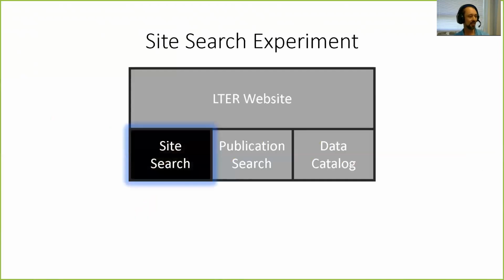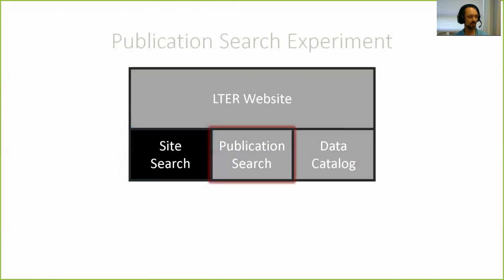So I consider the site search experiment to be mostly a success, with a possible scalability issue in the future where I may want to go to one of those service-based solutions. But for now, I'm pretty happy with Lunr, and that's what I'm actively using on our BLE website. Let's move on to the next experiment regarding publication search.